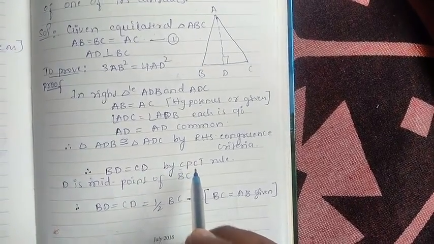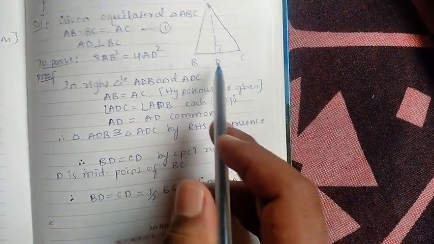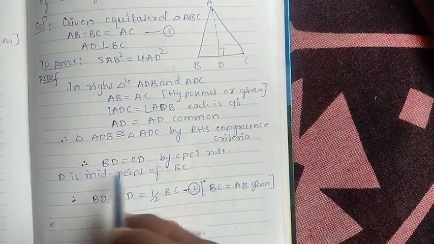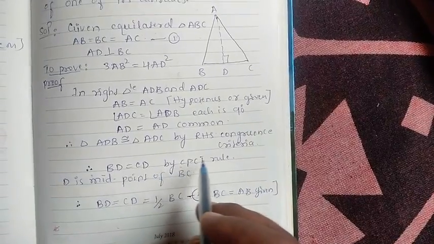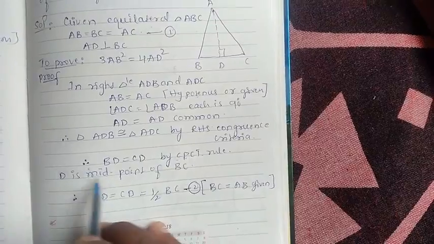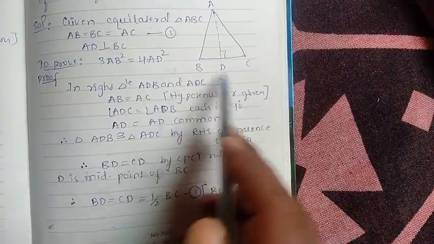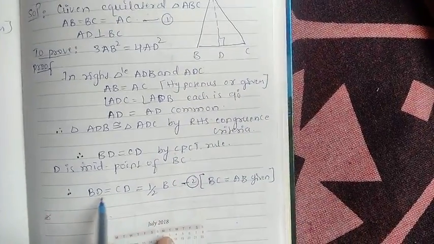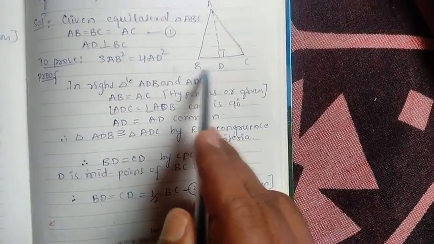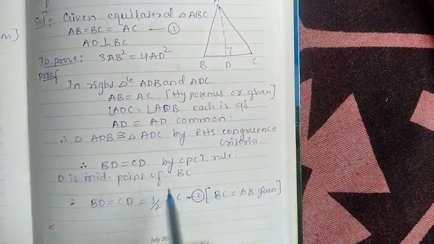I hope you learned in the last year what this CPCT rule is. If two triangles are congruent, then all their corresponding parts are equal. So BD is equal to CD by CPCT rule. Here BD is equal to DC means D is the midpoint of BC. Correct. So BD is equal to CD, and you can say that BD is equal to half of BC, or DC is equal to half of BC.